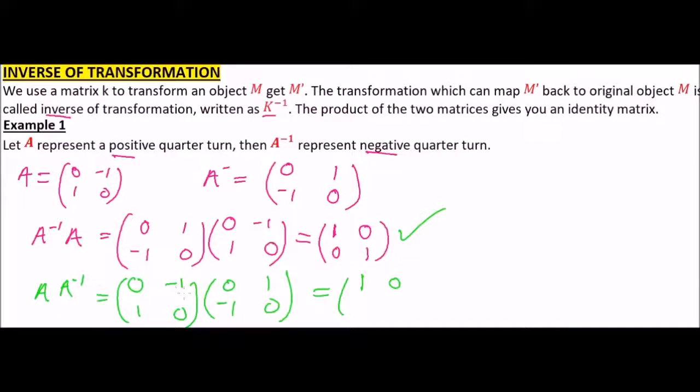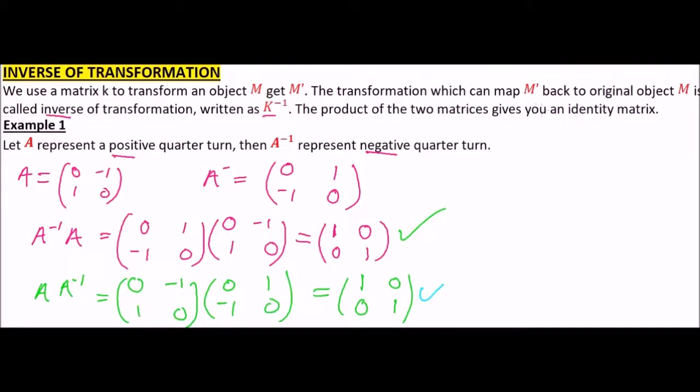Then we have 1 times 0 is 0. 0 times minus 1 is 0. Then we have 1 times 1 is 1. 0 times 0 is 0. 1 plus 0 is 1. So this is also an identity matrix. So it doesn't matter which one you start with.